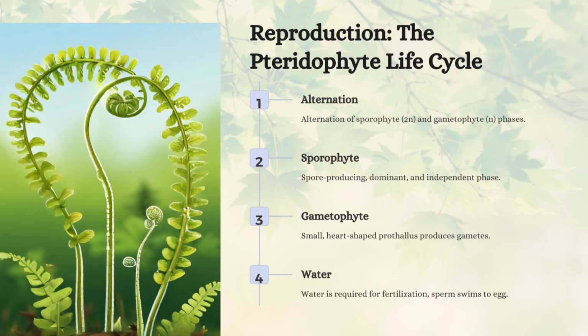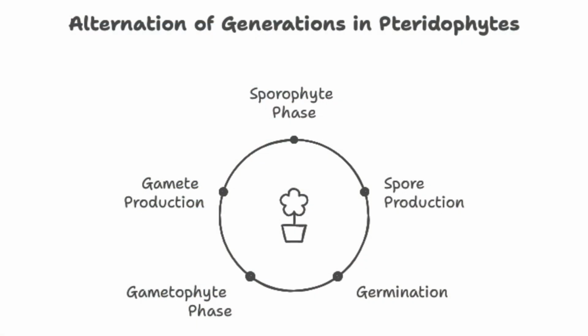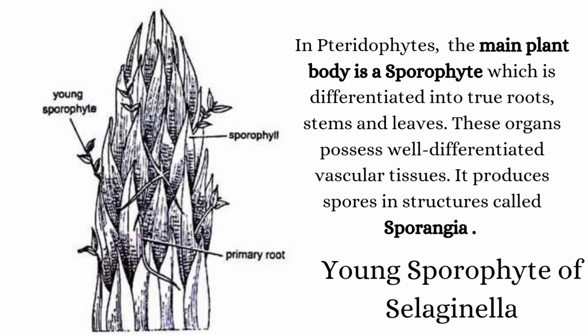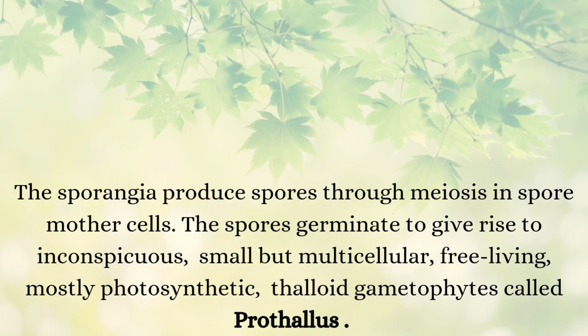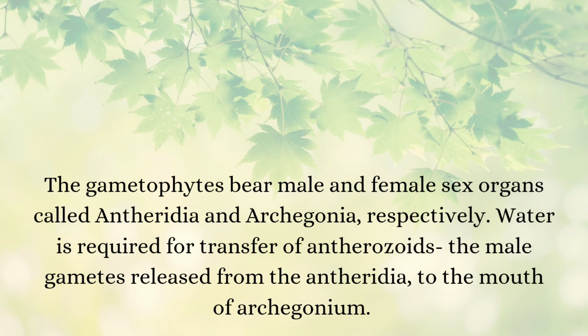Pteridophytes have a haplodiplontic life cycle, meaning they show alternation of generations between a dominant sporophyte and a smaller independent gametophyte. The sporophyte is the main plant body which has true roots, stems, and leaves. It produces spores in special structures called sporangia. These spores are formed through meiosis, making them haploid. When mature, the spores are released into the environment. Under favorable conditions, spores germinate to form the gametophyte.